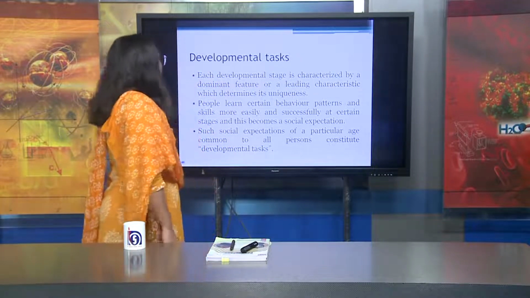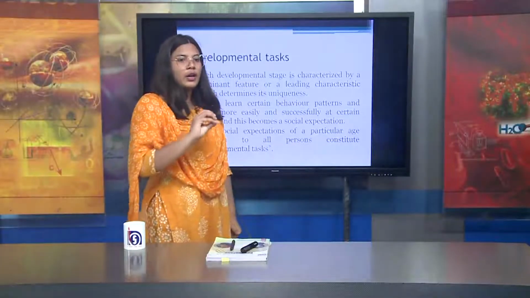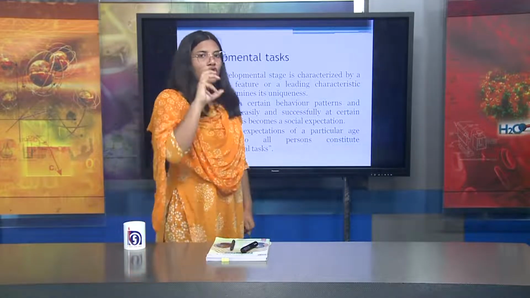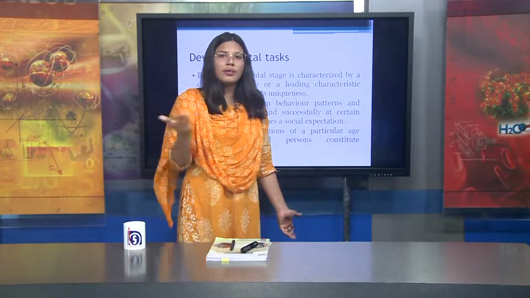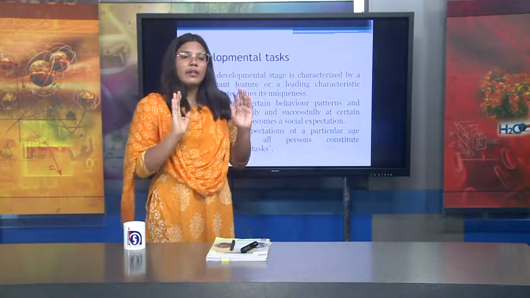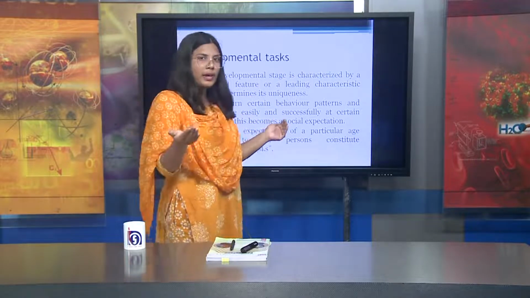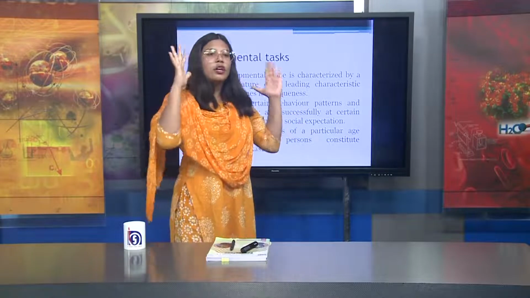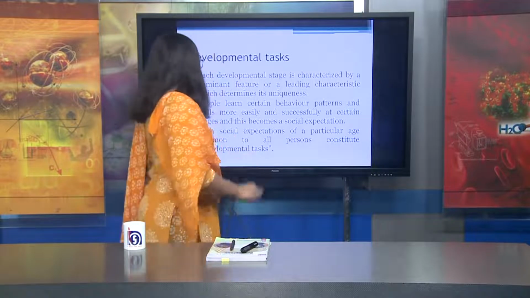Okay, people learn certain behavior patterns and skills more easily and successfully at certain stages and this becomes a social expectation. ब्रह्मचर्य में अगर कोई इंसान है, मान लीजिए उसकी एज है 14 years, तो वो इंसान हायर लेवल की एजुकेशन नहीं ले सकता. कॉलेज लेवल एजुकेशन हम उसे नहीं दे सकते, उसे हमें स्कूल लेवल एजुकेशन देनी होगी क्योंकि अभी उसका ब्रेन उतना डेवलप्ड नहीं है कि वो उस पार्ट ऑफ एजुकेशन को अच्छे से समझ सके और ग्रास्प कर सके. Whereas वहीं जब हम अडल्टहुड में आएंगे, जब हम हायर एजुकेशन की बात करेंगे, तो इंसान का ब्रेन इतना डेवलप हो गया है कि वो उस एजुकेशन को समझ सकता है.